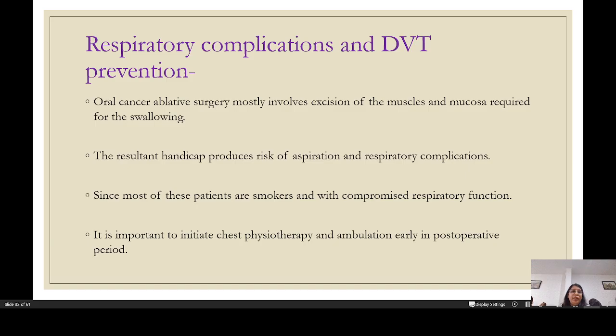Respiratory complications and DVT prevention. Oral cancer ablative surgery mostly involves excision of the muscles and mucosa required for swallowing. The resultant handicap increases the risk of aspiration and respiratory complications. Since most of these patients are smokers with compromised respiratory function, it is important to initiate chest physiotherapy and ambulation early in the postoperative period.